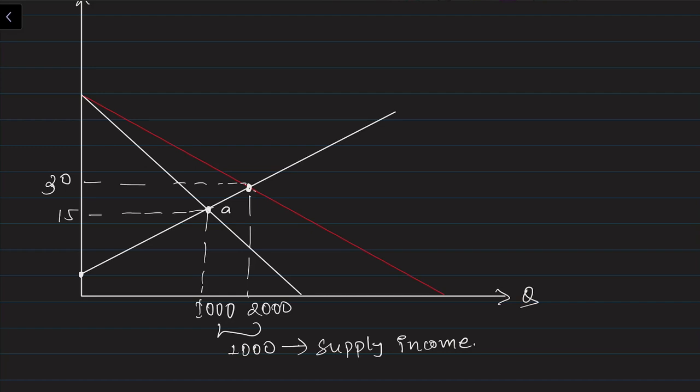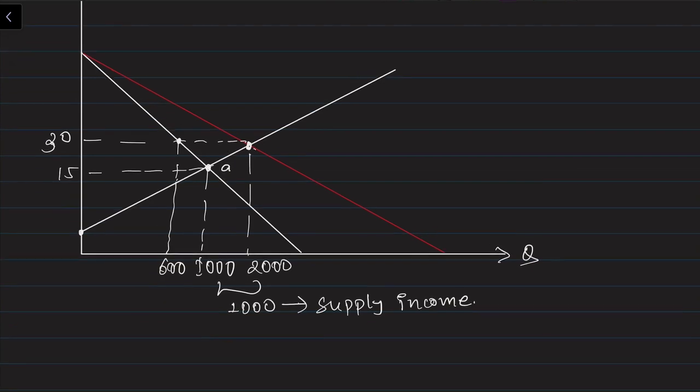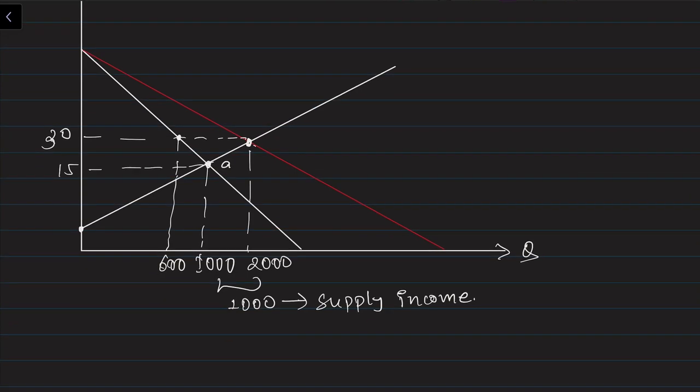Okay, so those slave owners increase the supply by 1000. So now my question is, what is the number of slaves which are freed from the market? Okay, so let's say this quantity is simply 600. So the total number of freed slaves from the market is simply the difference between these two, right?